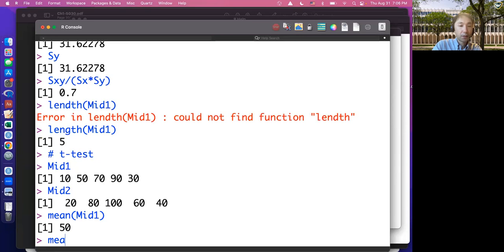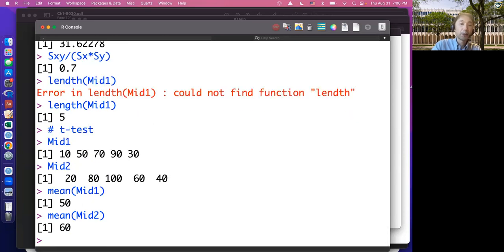So the means of these scores are 50 and 60. Maybe midterm 2 has higher scores, but there are only 5 students, so maybe we cannot really say midterm 2 is easier than midterm 1. In such a case, we want to do the paired t-test. So with t.test, we take the difference between midterm 1 and midterm 2.